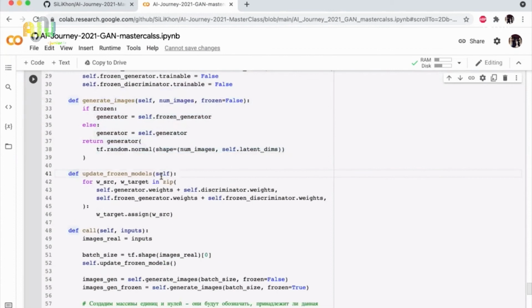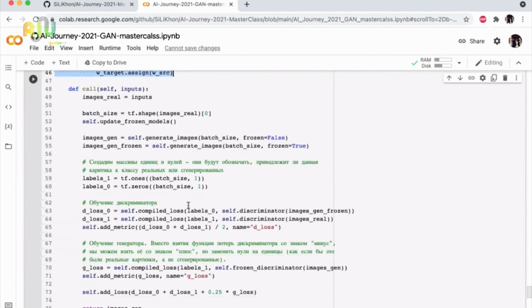There is one more trick. Since we have pairs of models, a generator and this frozen copy, and a discriminator and this frozen copy, after every step we will need to copy the regular values into the frozen model. So we need to update the frozen model at every step. It must be trained as well in this way. This is why we copy it here.